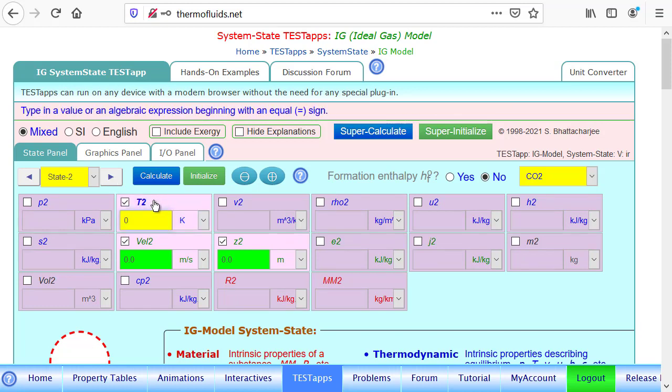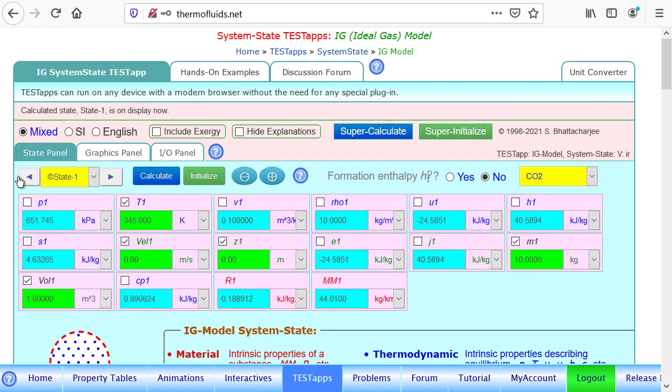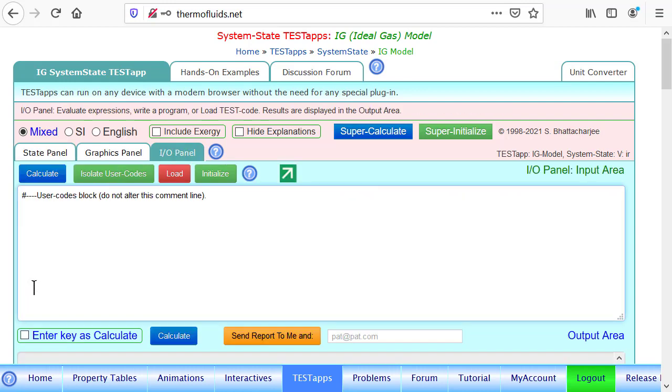Now the temperature this time will be 355. Volume will remain constant, and of course mass will not change. It's a rigid tank. So we have found two neighboring states, 345 Kelvin and 355 Kelvin, with 350 being at the center. So what is the Cv value in that case? The Cv value will be in the IO panel. We can quickly calculate Cv.